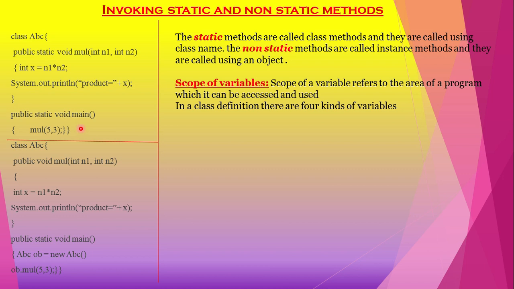Now we are going to discuss the scope of variables. The scope of a variable refers to the area of a program in which it can be accessed and used. In a program, it is from where the variable can be called and accessed. That is called the scope of the variable. There are instance variables, static variables, parameter variables and local variables. Mainly there are only three types: instance variables, static variables and local variables.